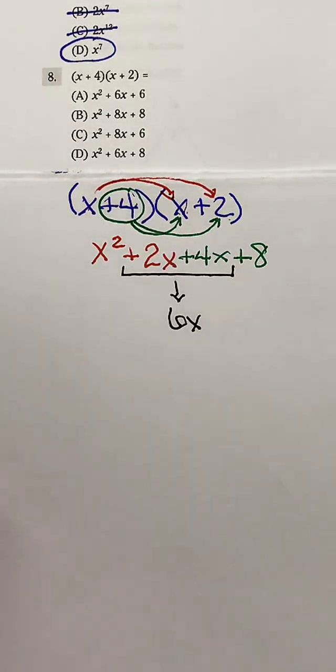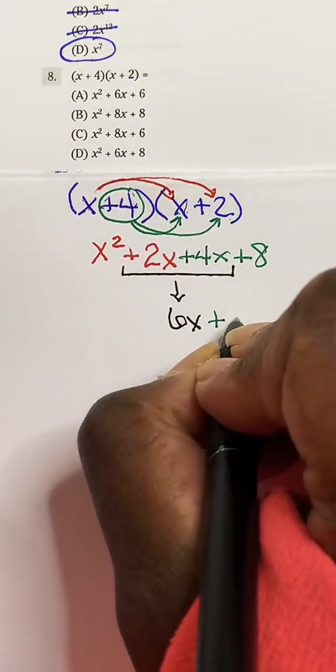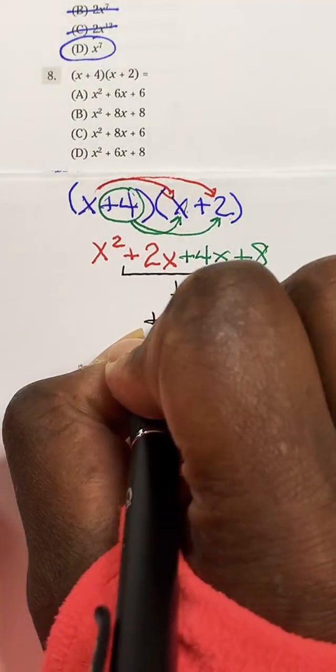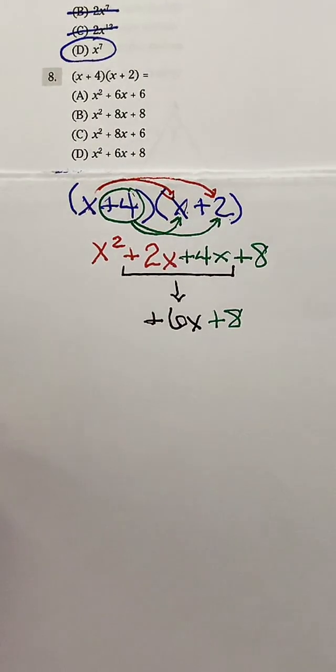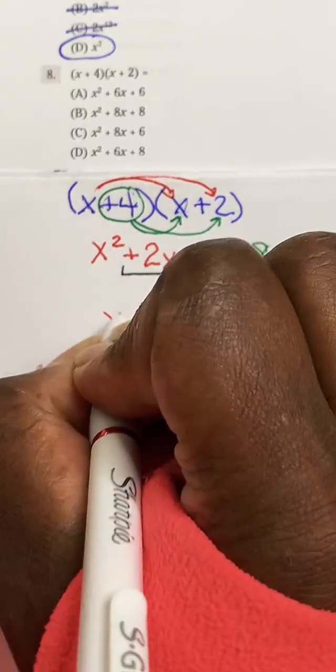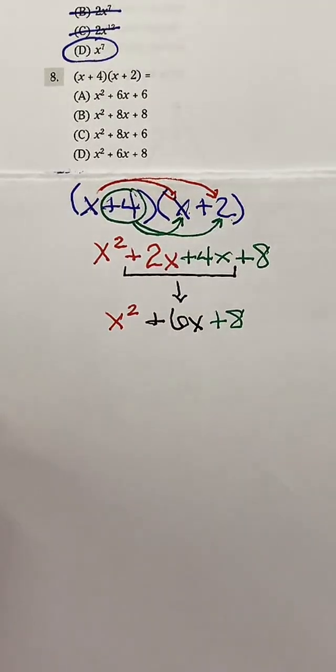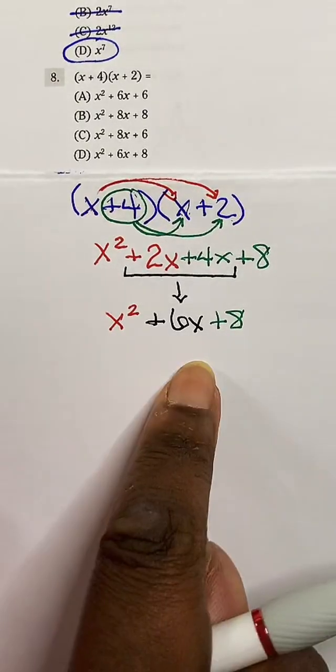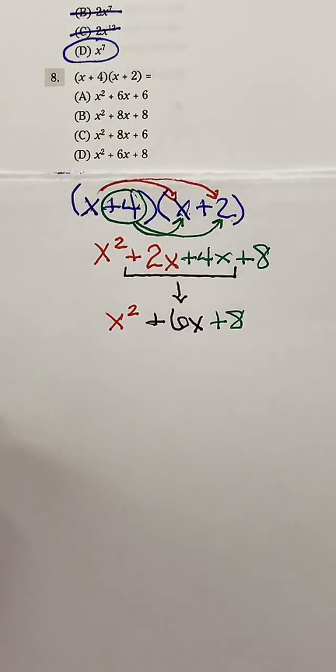And then what comes down is my plus 8. And since this 6x is a positive 6, I'm going to put a plus sign in front. And then you have x squared comes down. All right. So this is doing FOIL. And of course you do see your answer, and your answer is D.